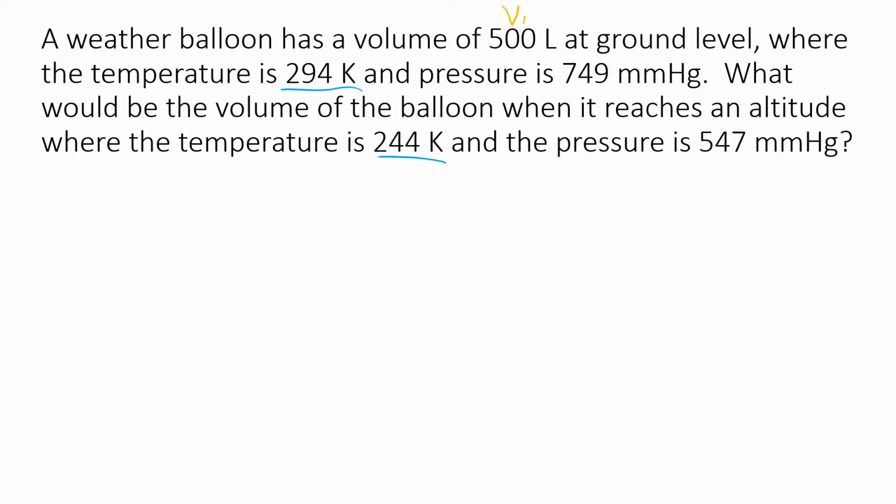Temperature 1 is 294 K, and pressure is 749 millimeters of mercury. What will the volume be? So I'm trying to find the second volume when it reaches a temperature of 244 K. And the pressure is this, 547.